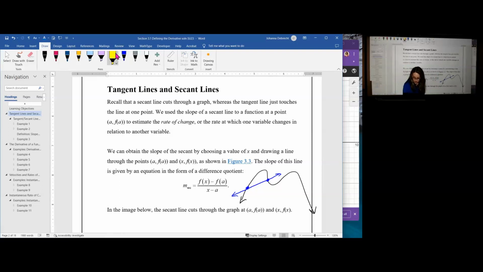The difference quotient, you may remember from pre-calculus or college algebra, is given by this representation that you see right here. It's basically y2 minus y1 divided by x2 minus x1. This is f of x minus f of a over x minus a. In the case of the particular one I'm looking at, I might say this one's a and this one's x, or I could reverse it. Again, it won't matter for the slope. It'll come out to the same value. Now, this is the slope of the secant line.